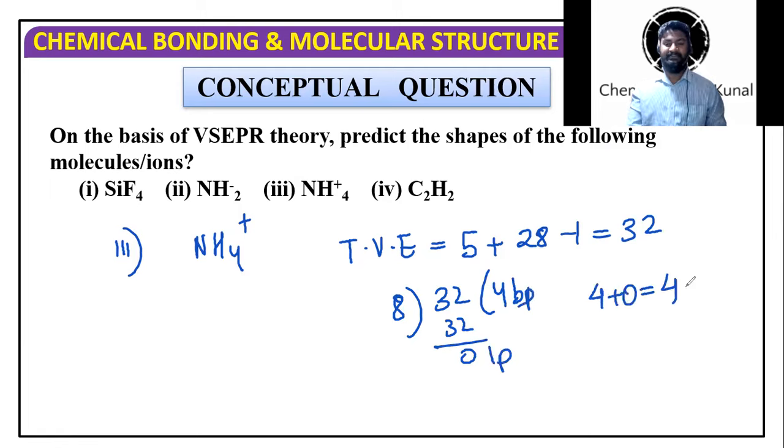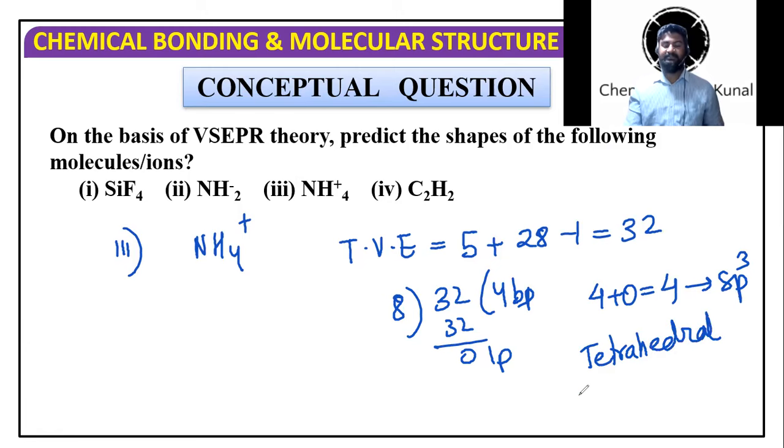What's the hybridization? Excellent, sp3. What's the shape? Tetrahedral. Is the shape different from structure? No, not really. So the answer is tetrahedral. That's how we do it. Last but not the least, C2H2.